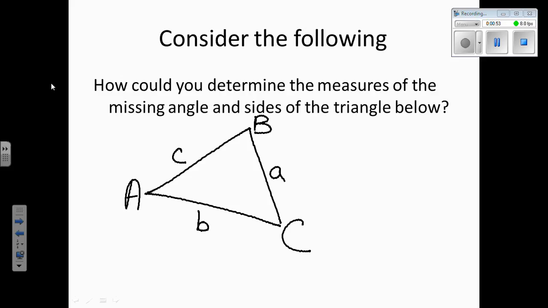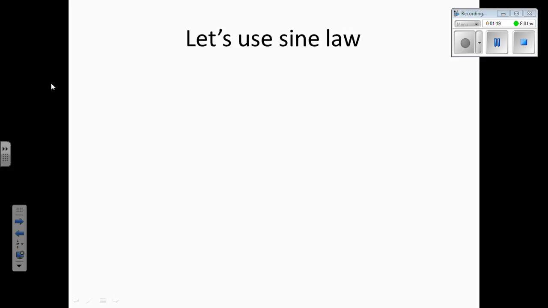So first off, we need to explore this triangle. Notice that my side A, the little a, is across from angle A, big A. And then I have the B's matching and the C's matching. This is how, whenever we do sine law, we're going to have to shape our triangle. So little b and big B, little c, big C, big A, little a. They all have to match up. So let's use sine law to help us discover the missing angle.